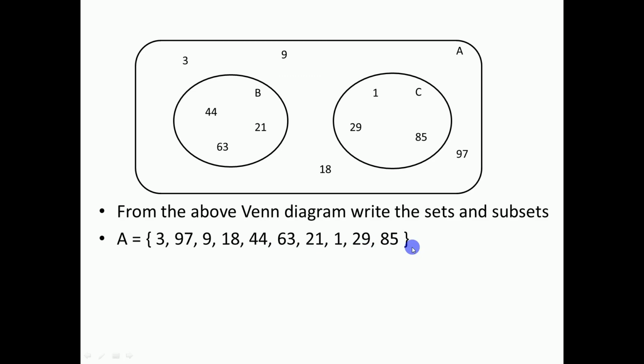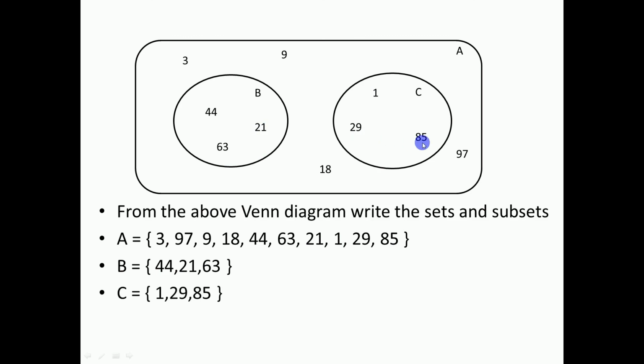Now let us write the other set, which is B. This can be easily found because this is the B set. There are only 3 elements present: 44, 63 and 21. Now set C also has the elements 1, 29 and 85.